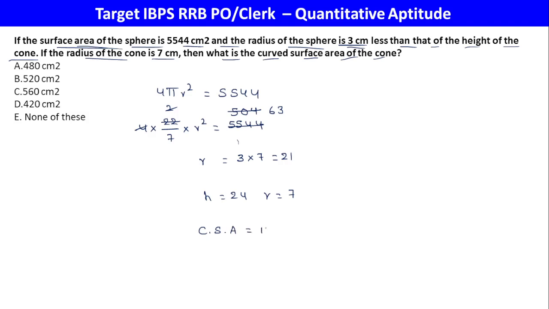With height 24 and radius 7, L value is 25. So 22 by 7 times radius 7 times 25 is 550 centimeter square. Option B, none of these, is the final answer for this question. Then, correct? Yes. Next question.